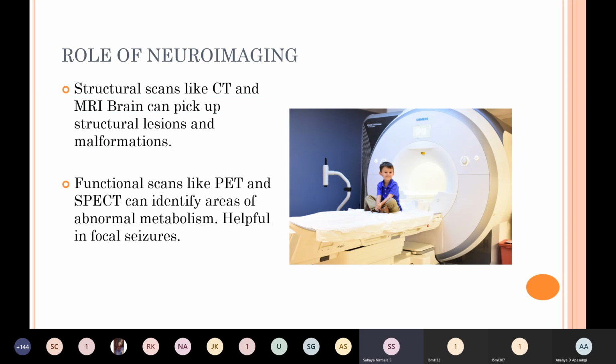For neuroimaging, we can do structural scans like CT and MRI. It can pick up any structural lesions, malformations, or a previous HIE-like event. So all that can be picked up in the MRI. There are also functional scans like PET and SPECT. These can identify areas of abnormal metabolism. This is more helpful when you are evaluating a child with focal seizures.